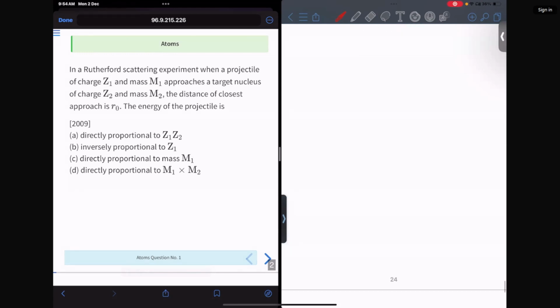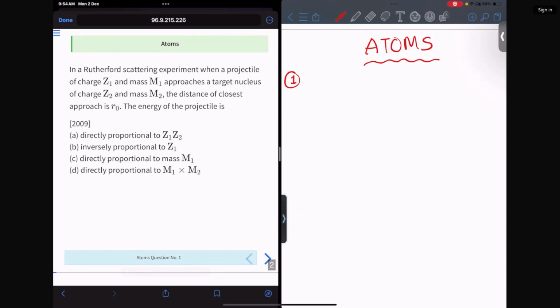So I'm beginning with question number one. Question number one says, in a Rutherford scattering experiment, when a projectile of charge Z1 and mass M1 approaches a target nucleus of charge Z2 and mass M2, whatever they are asking you in the question, first try to draw that on your paper. Try to draw the diagram, then it will be very easy for you to solve the question. So I'm making a diagram for this.